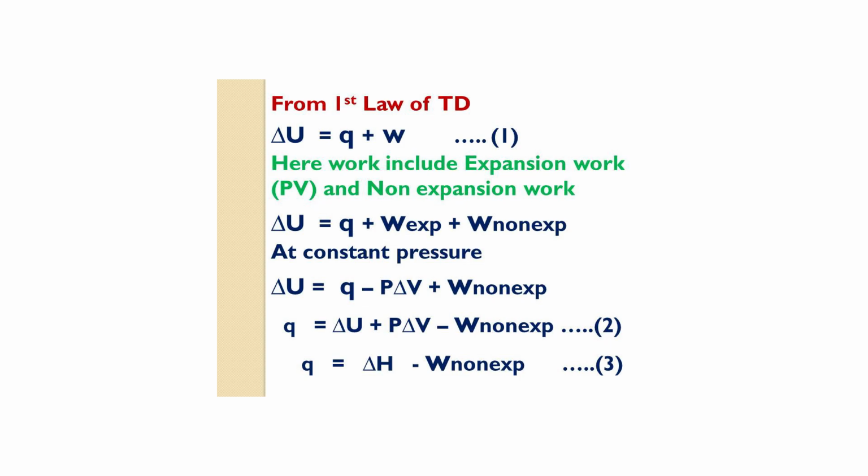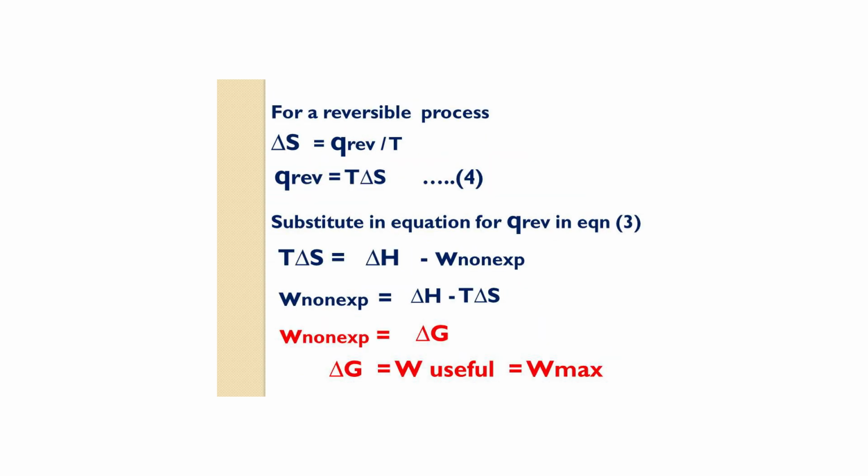That is, Q is equal to delta H minus work non-expansion, since delta U plus P delta V is equal to delta H. For a reversible process, delta S is equal to Q reversible by T. Substitute for Q reversible in the equation. T delta S is equal to delta H minus work non-expansion. Therefore, work non-expansion is equal to delta H minus T delta S. That is, work non-expansion is equal to delta G. That is, delta G is equal to work useful, that is, work maximum.